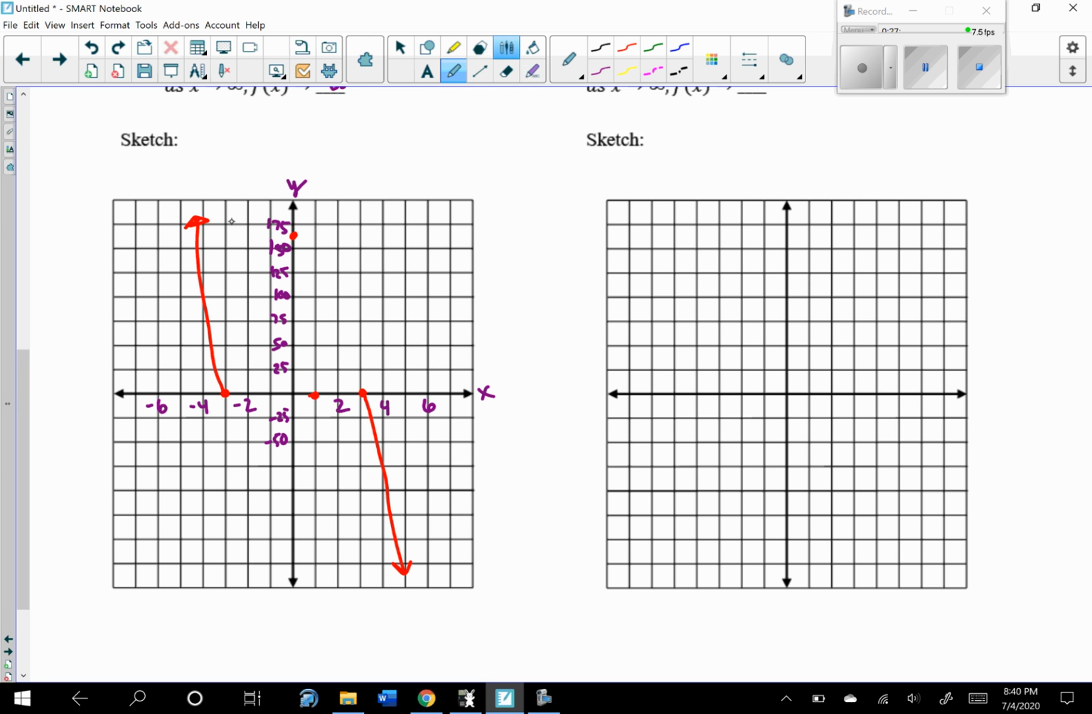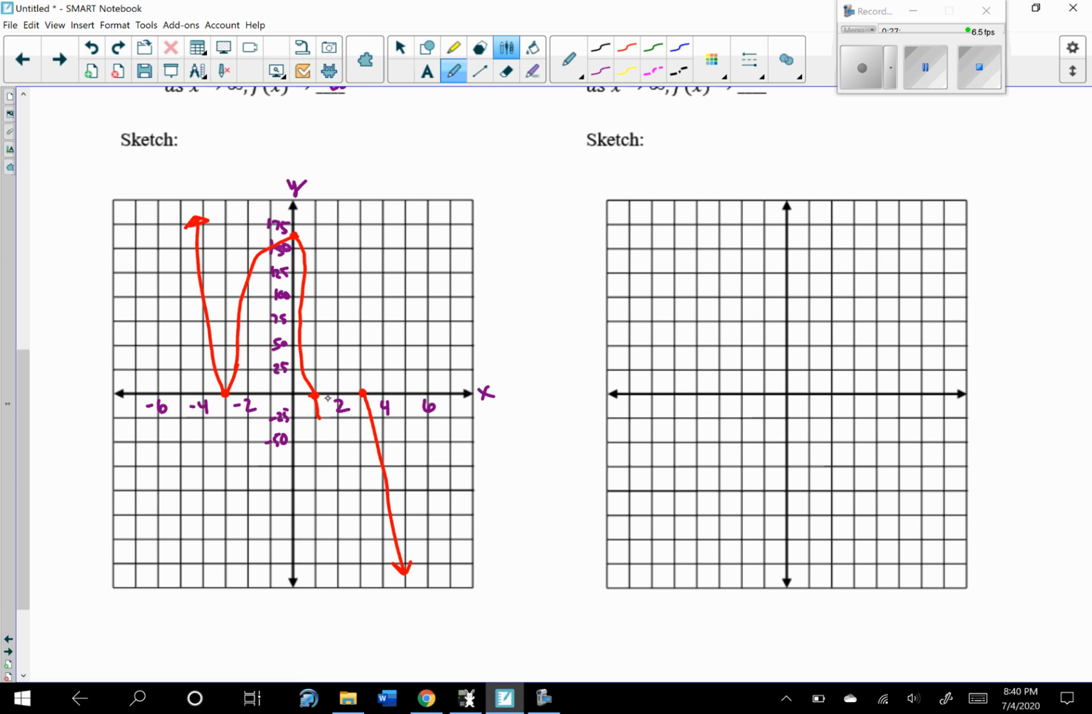We said that at -3 it was a bounce, so that means it hits the x-axis and bounces back. Then, to get to the next one, we have to go through the y-axis first, so it's going to have to go through here. At x equals 1, the multiplicity was 3, so it's going to cross through, making kind of like a cubic squiggle, like that somehow.